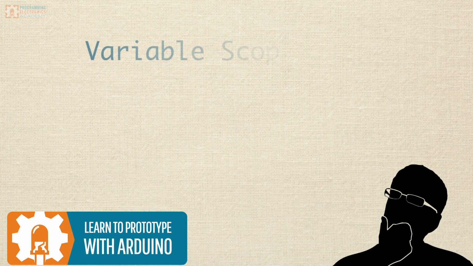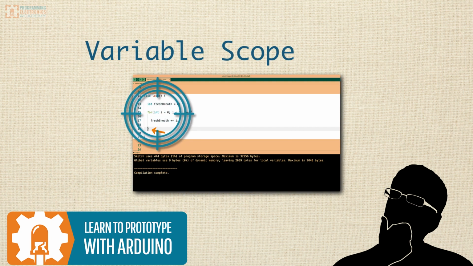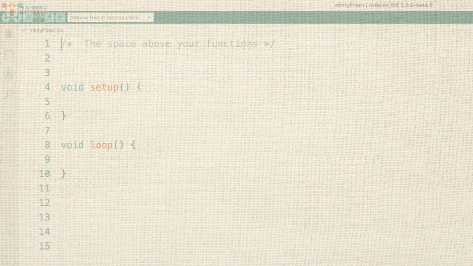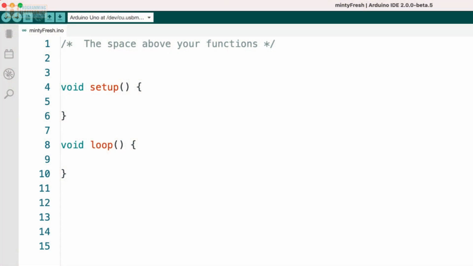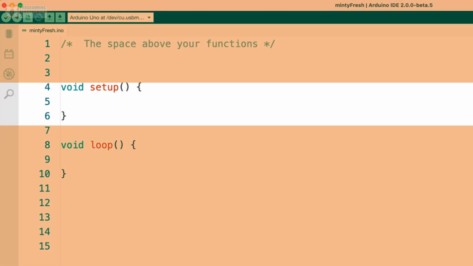Roughly speaking, variable scope has to do with where you can use a variable that you have defined. So let's take a look at an Arduino program and talk about some sections. So here we are in the Arduino IDE, and we're looking at pretty much just a bare sketch. We've got some space up here, we've got a function called setup, and we have a function called loop.